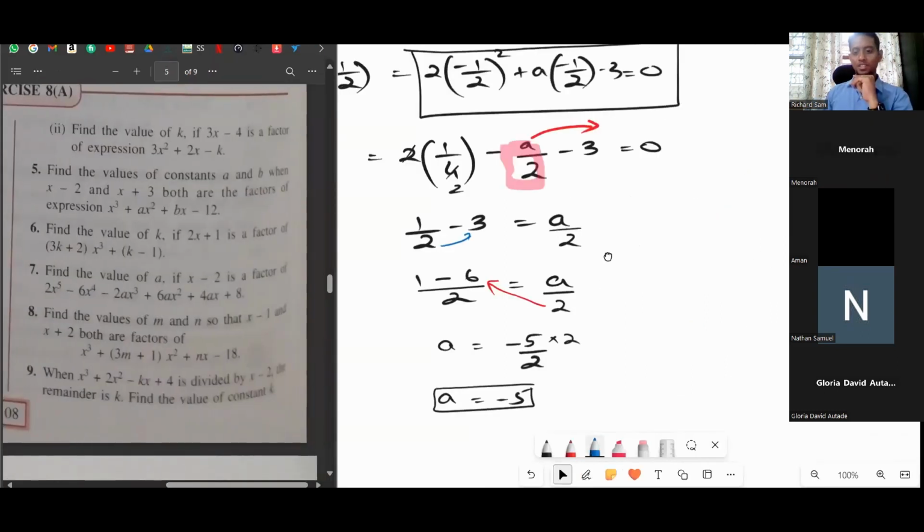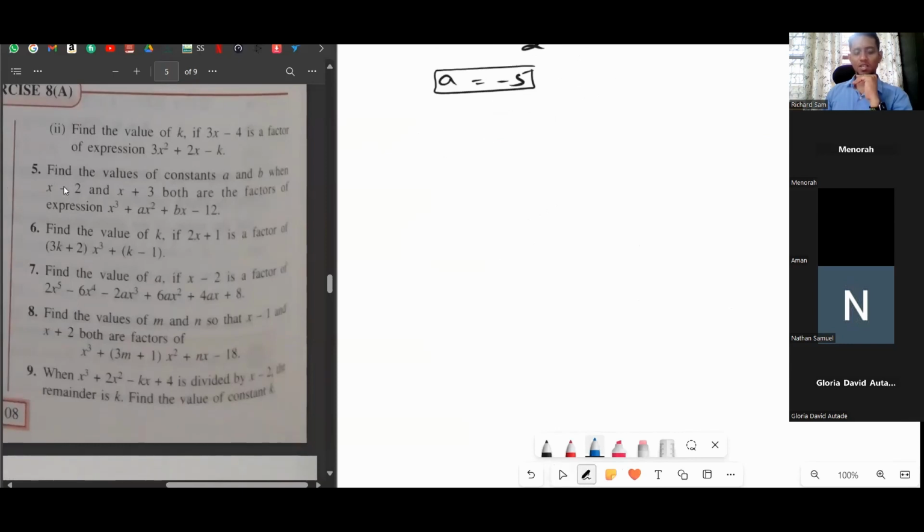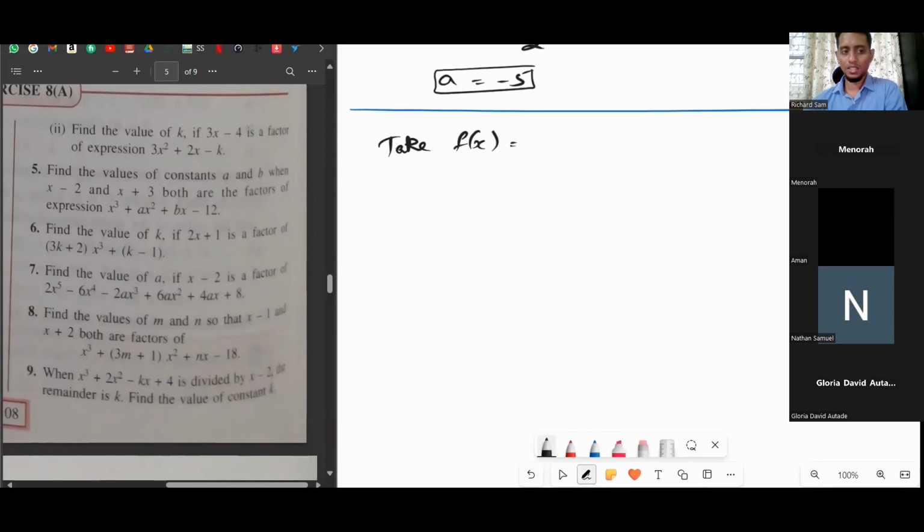Now here you have two factors. Find the values of constants a and b when x minus 2 and x plus 3 are both factors of this expression. Okay, so first we will write what is f of x. What is f of x here? The expression, that big one, that is x cube plus ax square plus bx minus 12.